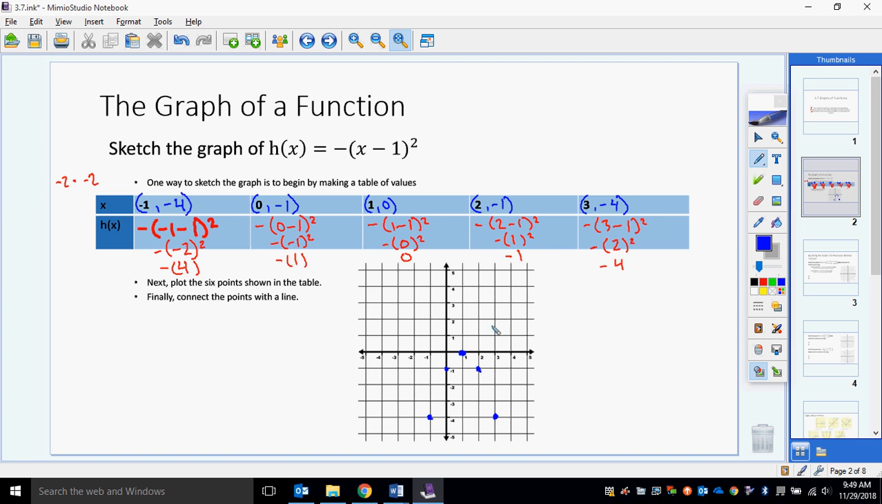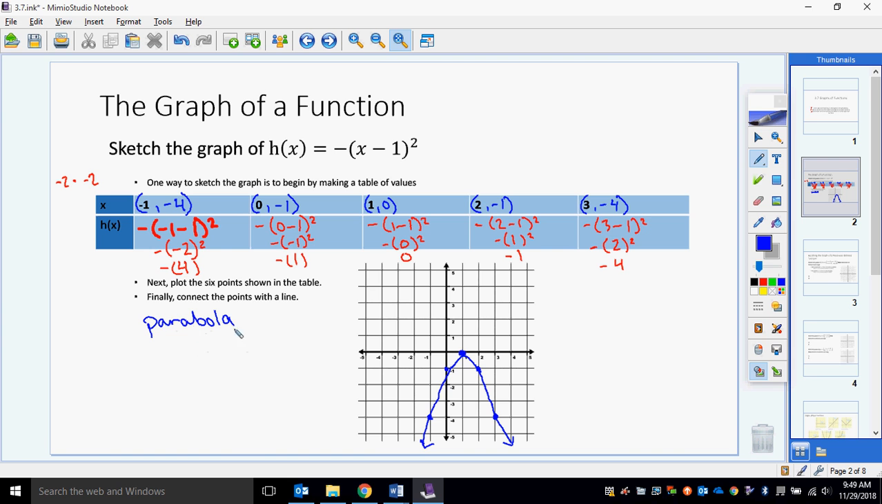Okay, so this doesn't appear to be a straight line. I'm just going to connect them in order. And then we hit 0 and we come back down. So it looks like an upside down U, kind of. Okay, we call this a parabola.